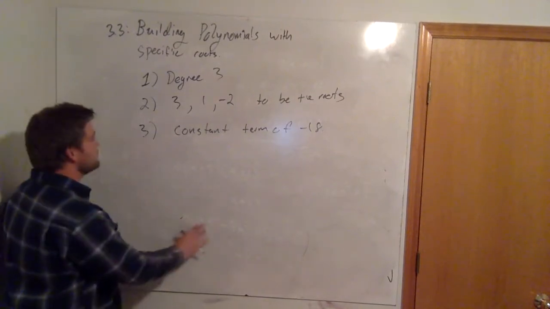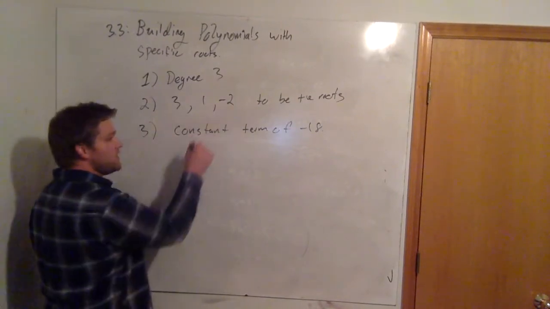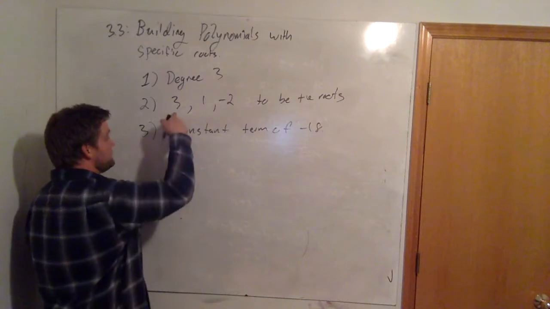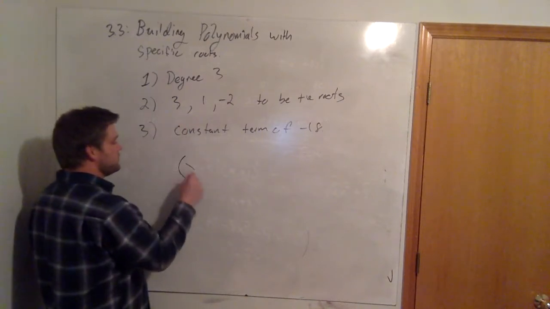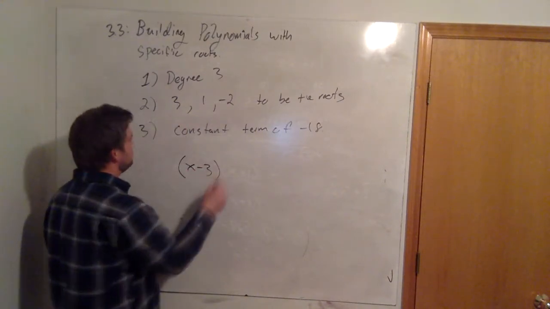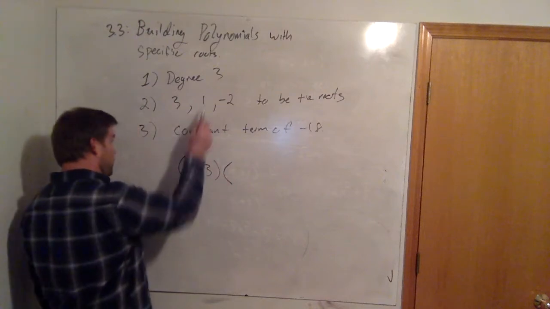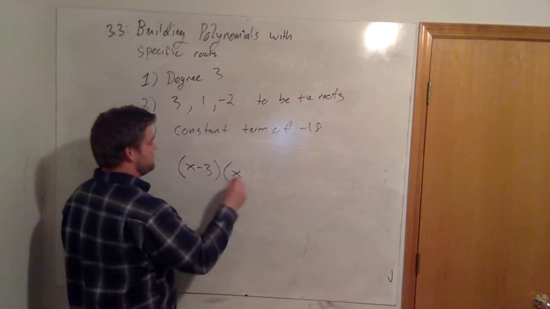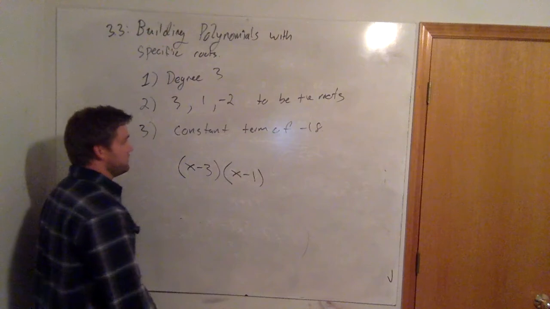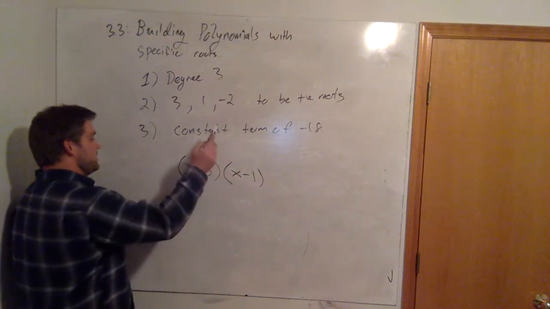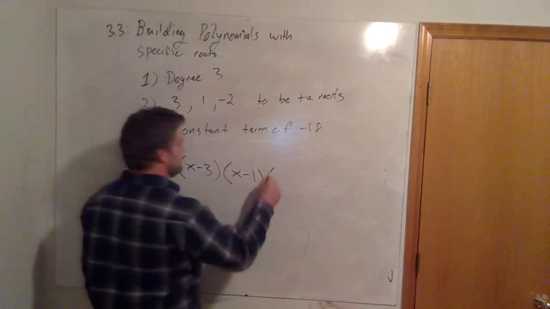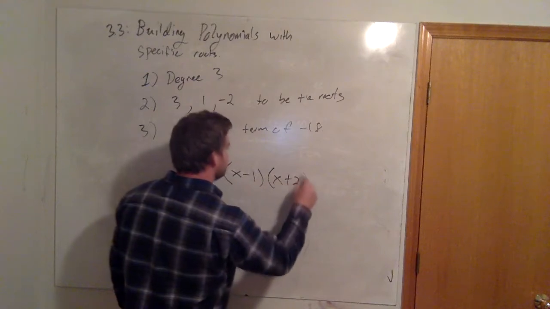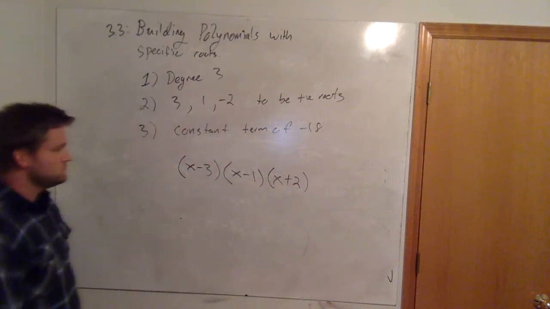So what do we know about this polynomial? We know information about its roots. So if 3 is a root of this polynomial, that means that x minus 3 must be a factor. If 1 is a root of this polynomial, that means that x minus 1 must be a factor of this polynomial. If x equals negative 2 is a root, then x plus 2 is a factor of this polynomial.